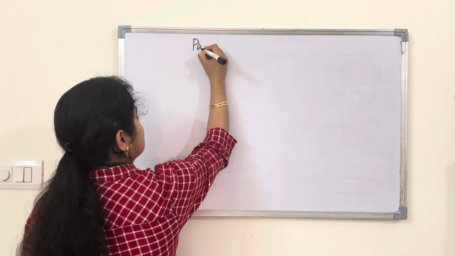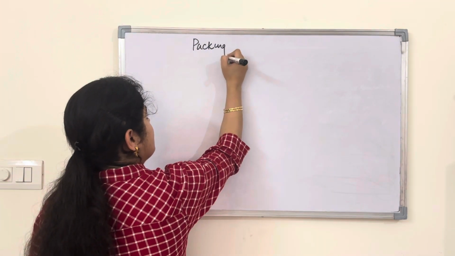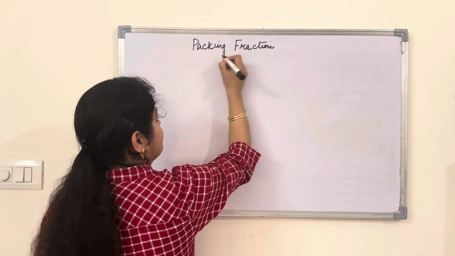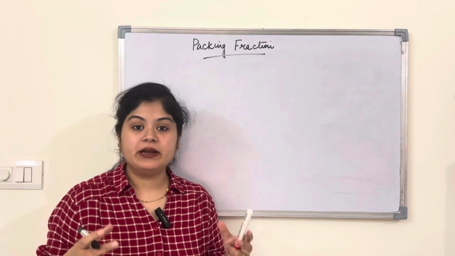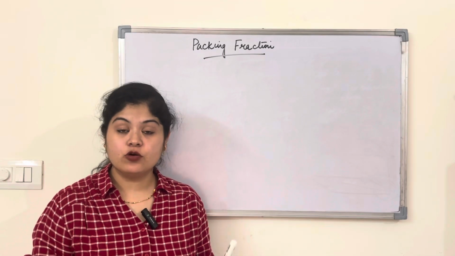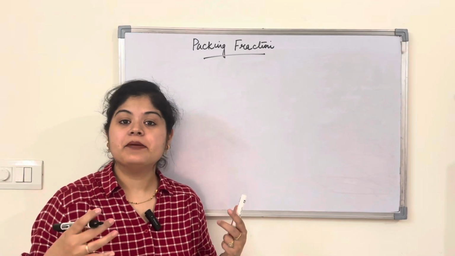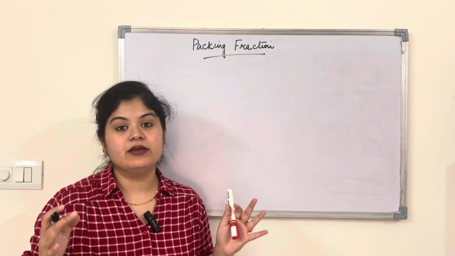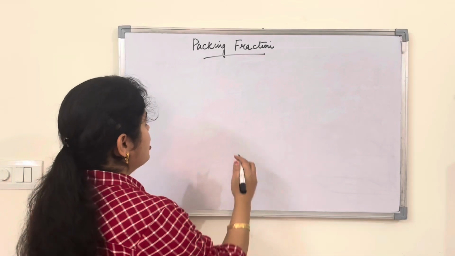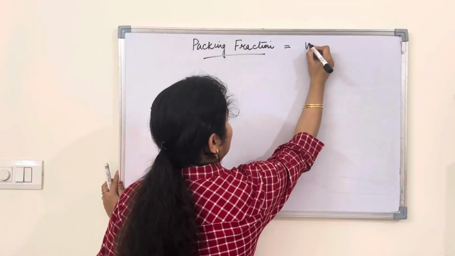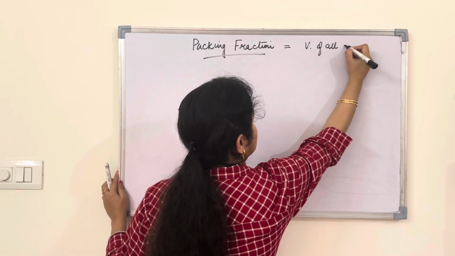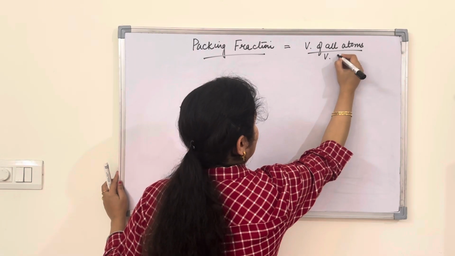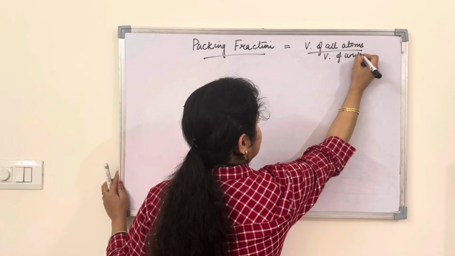So packing fraction, you all must be knowing, is basically how much volume of the unit cell is occupied by the atoms. It basically denotes how packed a structure is, and mathematically it is given by the volume of all atoms divided by the volume of unit cell. So packing fraction is basically volume of all atoms divided by volume of unit cell.